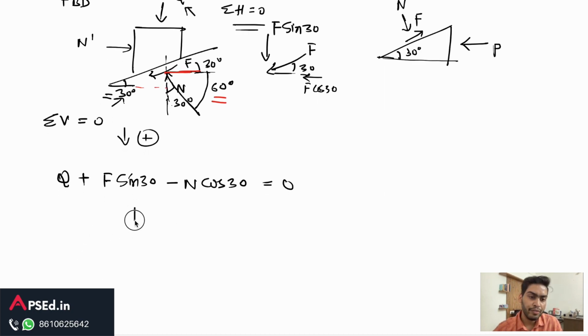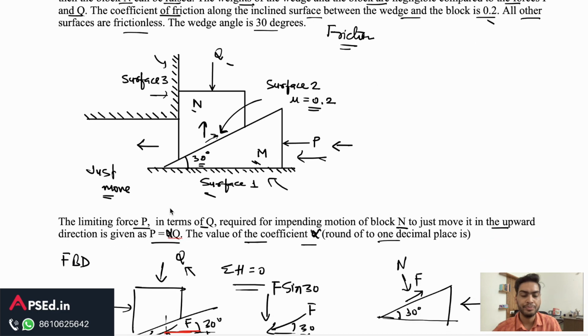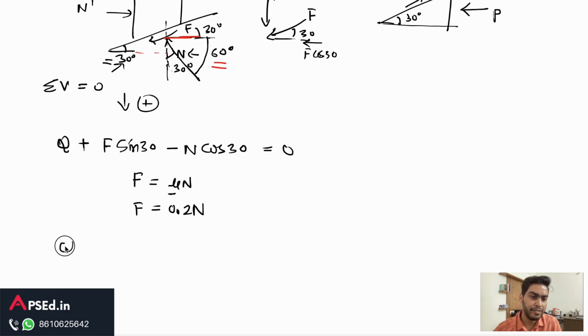Now we know friction is given as mu N. N is the normal force. Here we are denoting N as N itself in the question. So we can write F is equal to 0.2 N. The value of mu was given as 0.2. So if we solve this, we have Q plus 0.2 N times sine 30, which is 1 by 2, minus N times cos 30, which is root 3 by 2, equal to 0.